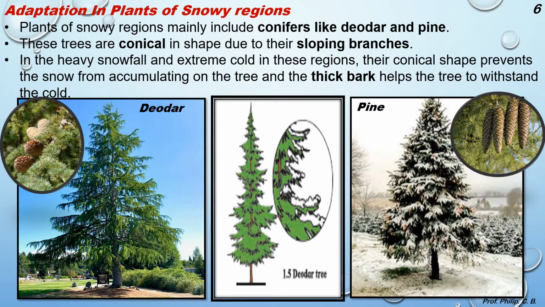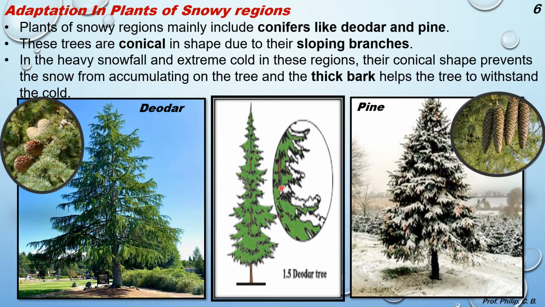Now coming to the next step, that is adaptation in snowy regions, that is cold regions. Here the plants of snowy regions mainly include conifers like deodar and pine. If you observe both the images which I have put up over here, in the first case the plant as well as their fruit, their fruit appears like a cone, and over here pine, which is again conical in shape, and their fruits are cone shaped and longer.